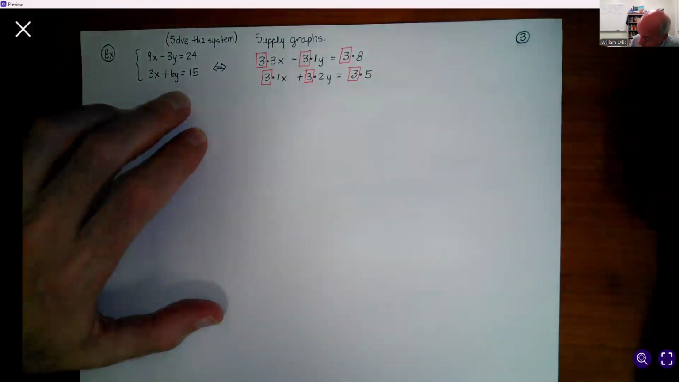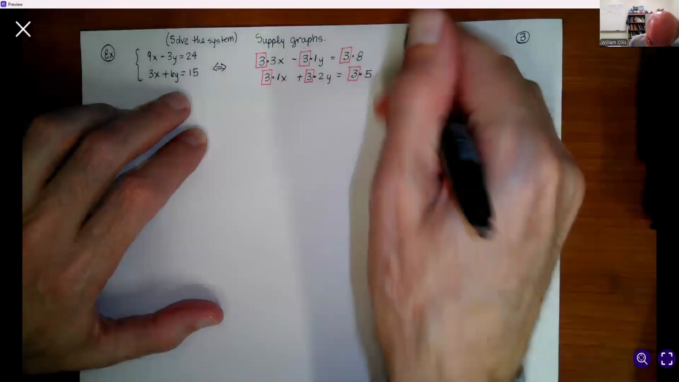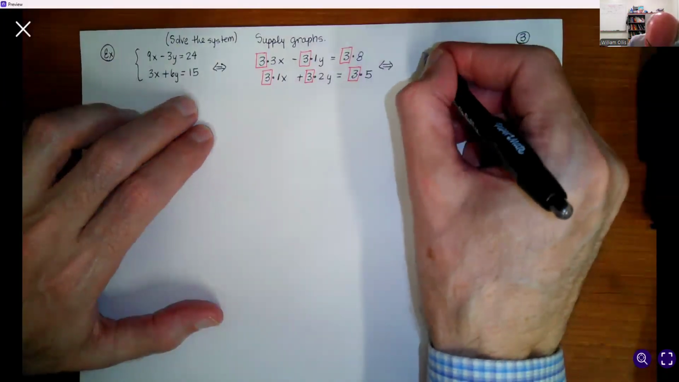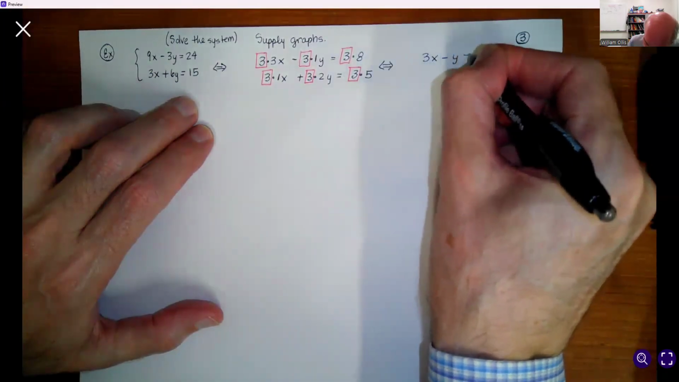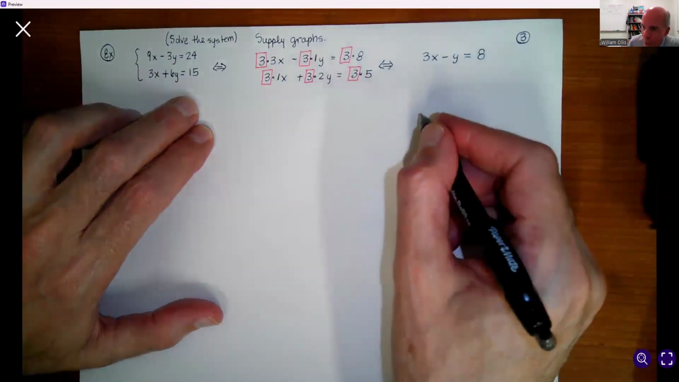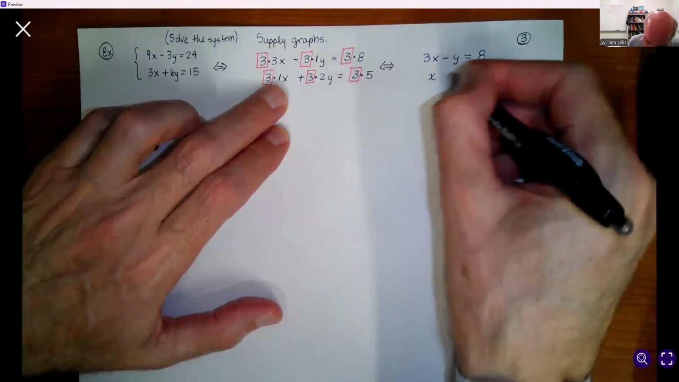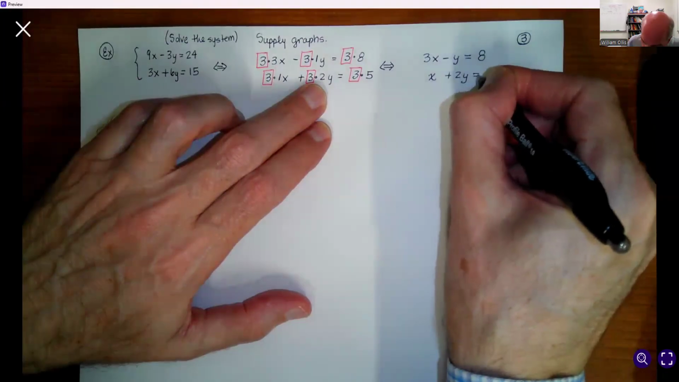So now again, we're going to multiply the first equation by 1/3 and also the second equation to give us a new system that's easier. So we have 3x minus y equals 8. Again, you put the boxes there so you ignore them. That makes it a little bit difficult at first. And then we're left with a 1x or x plus 2y equals 5.